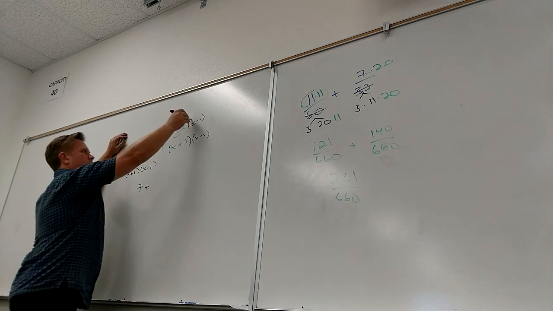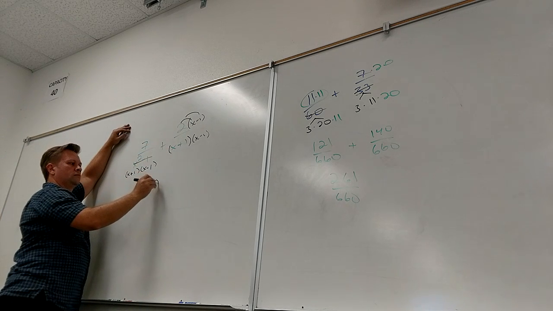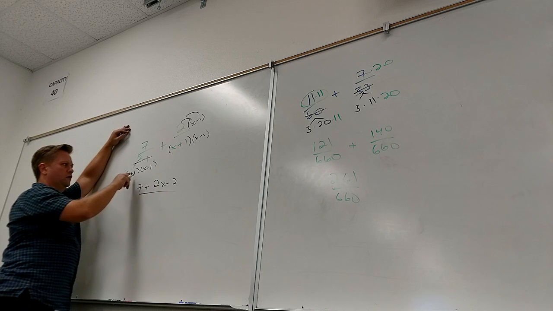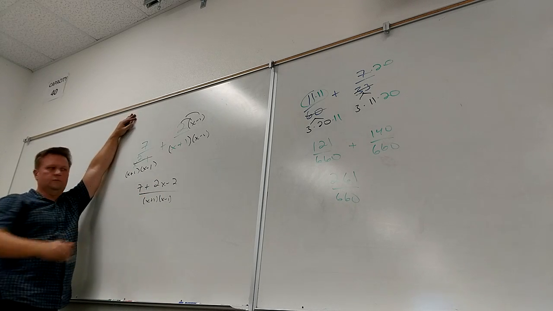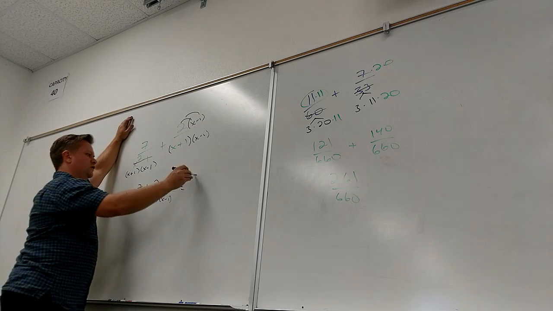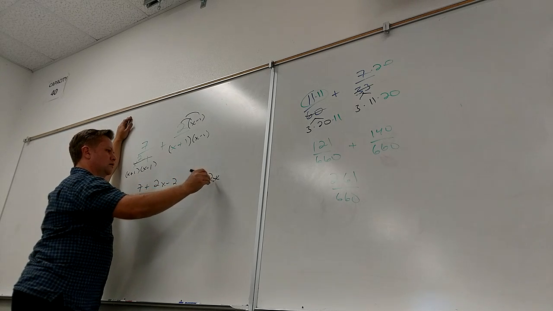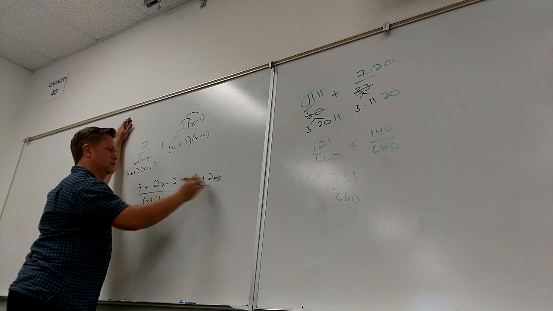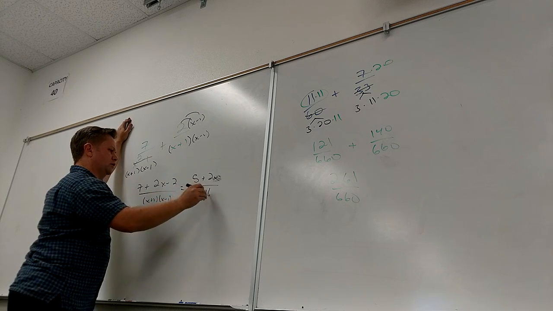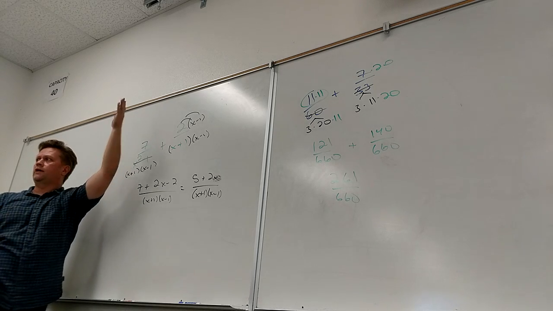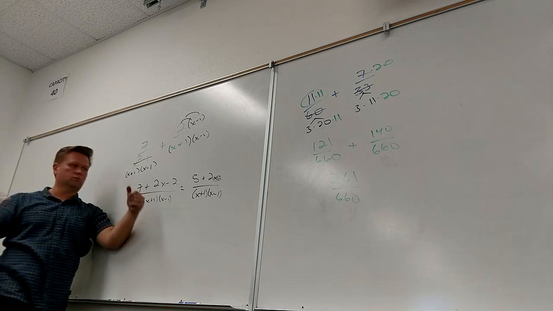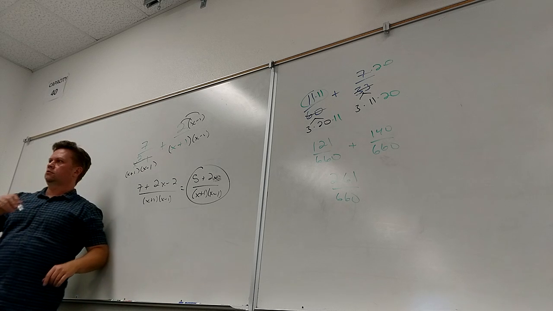7 plus 2x minus 2 all over. Yeah. So then I get 7 minus 2 is 5 plus 2x. Can you reduce that? Does anything factor on the top? No, it's 5 plus 2x. So you're done.